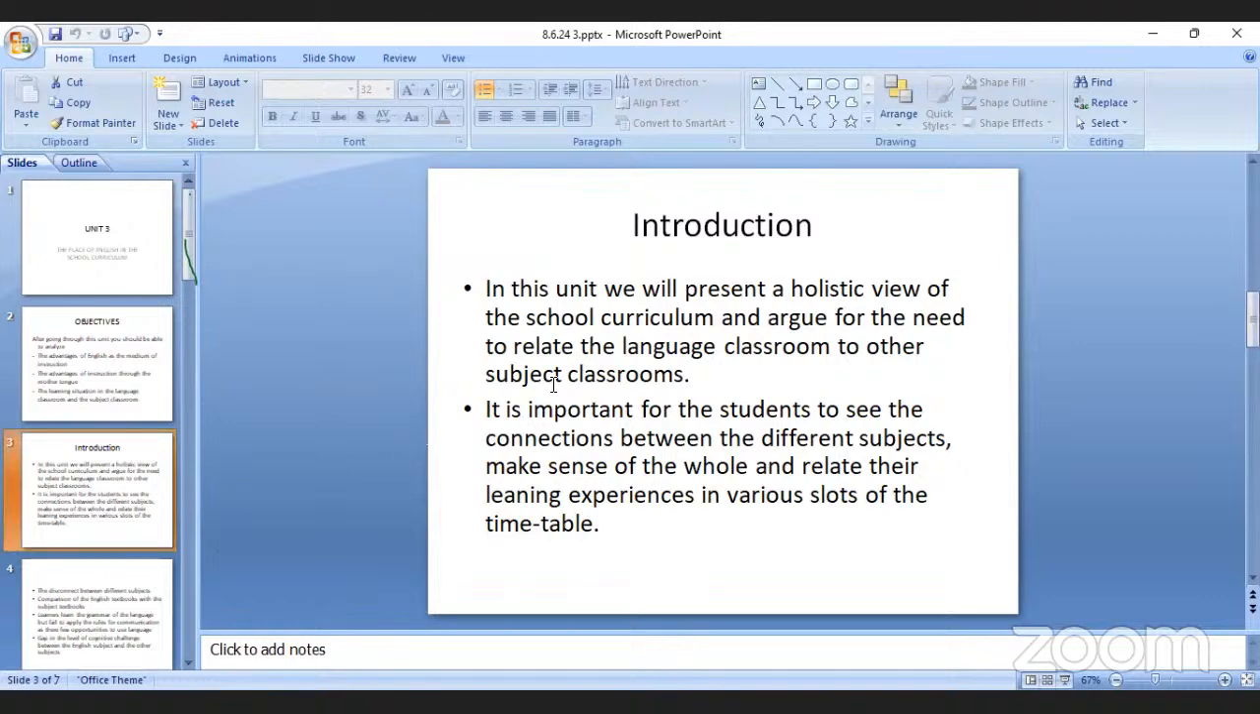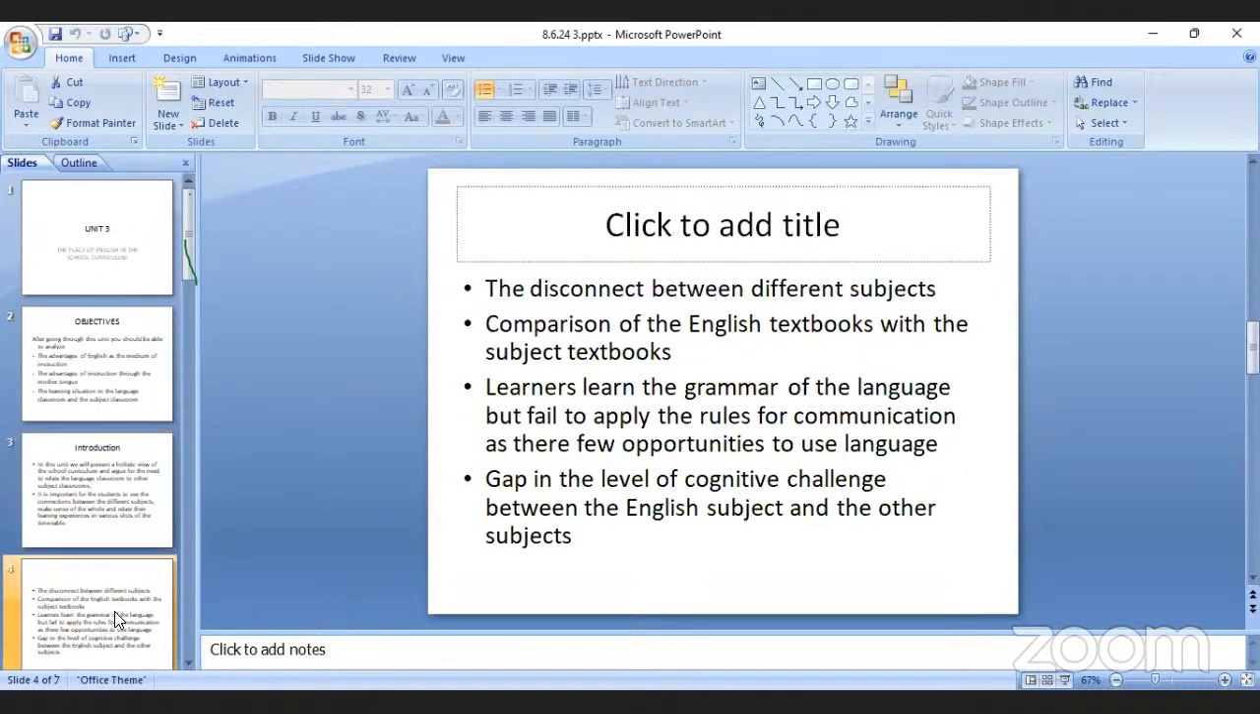So yeah, it is important for the students to see the connection between the different subjects, make sense of the whole, and relate their learning experience in various slots of the timetable. It is very, very important, so that they can become self-reliant and able to communicate in this particular language after stepping out of their educational setting, be it school or college or whatever.